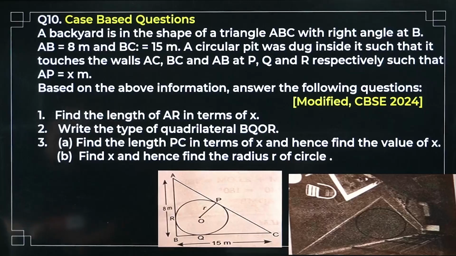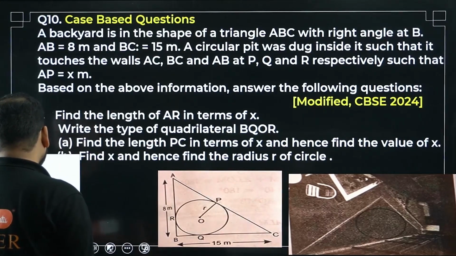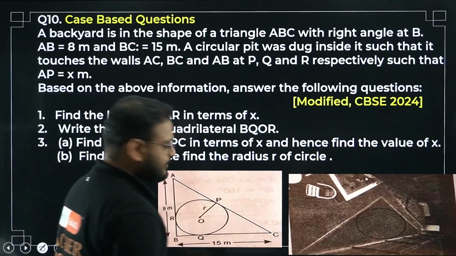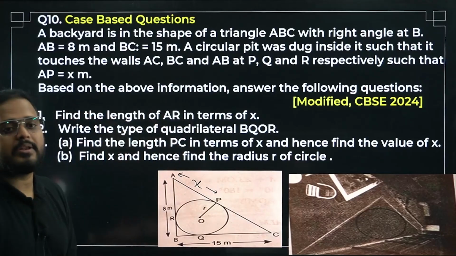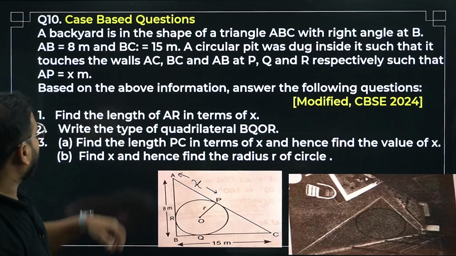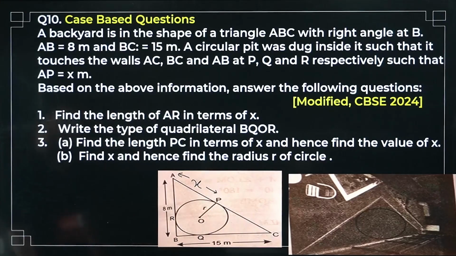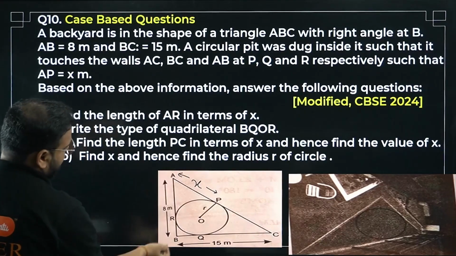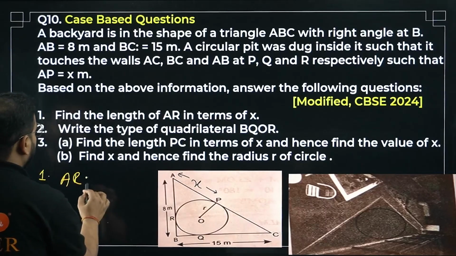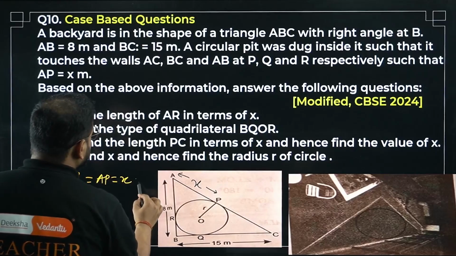Such that AP equals X. Where is AP? This AP here is X. Now, based on the above information, answer the following questions. Let's answer the first one. Find the length of AR in terms of X. You can solve it over here only. AR is equal to AP, which is X only. So, X meters.